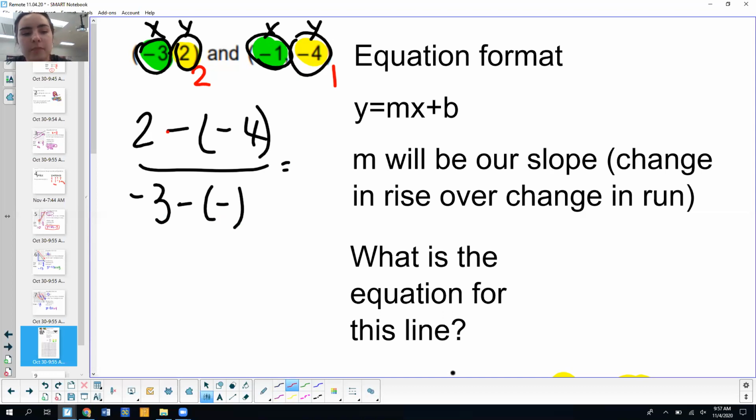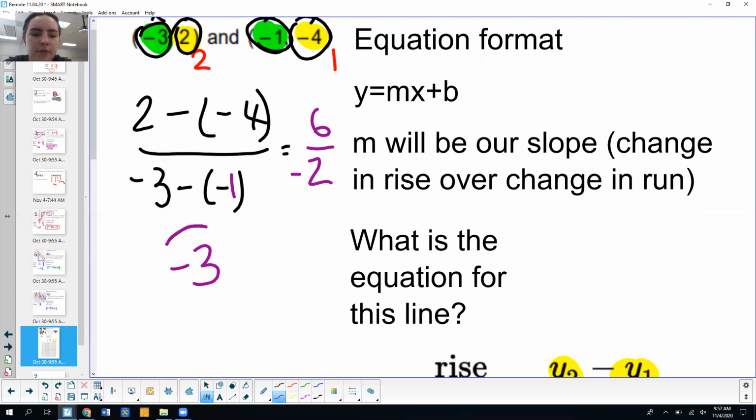So 2 minus a -4 is the same thing as adding it, and you can check that in your calculator if you want, but 2 minus a -4 is going to be +6. And then -3, oh, I just realized I didn't write a 1 in there. So -3 minus a -1 is going to be -3 plus 1, so that's going to be -2. So 6 divided by -2 is going to give us -3. So that's how we solve for slope in this case.